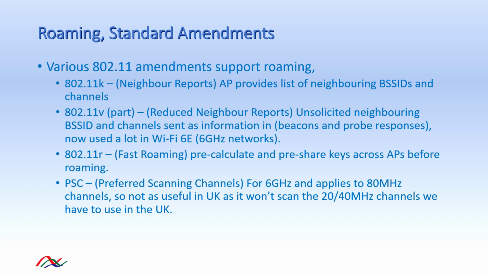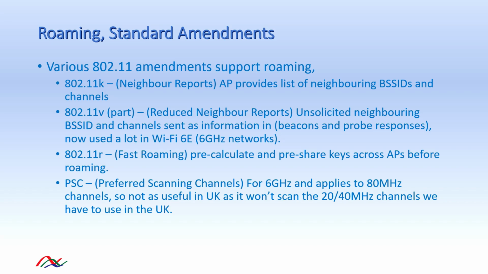Part of 11V enables unsolicited information about neighbouring APs, SSIDs and channels to be added to beacon frames and probe responses. These reduced neighbour reports are also used a lot in 6 GHz networks. 11R fast roaming pre-authenticates and calculates and shares keys with the target AP prior to roaming to speed up the roaming process, but as mentioned, COA prevents its use.